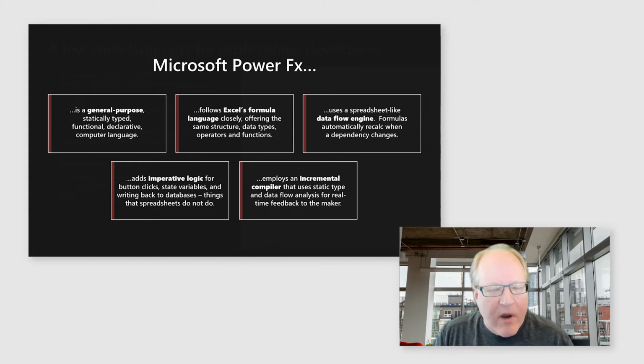It is a data flow engine, so it allows for modifications in one place to trigger changes elsewhere, and for that to recalc the app or the automation very much like it does in a spreadsheet. We did add imperative logic where Excel doesn't have any because we had to. An app has buttons, you press them, they do things. We had to have a way to express that, and so we did add that to the language.